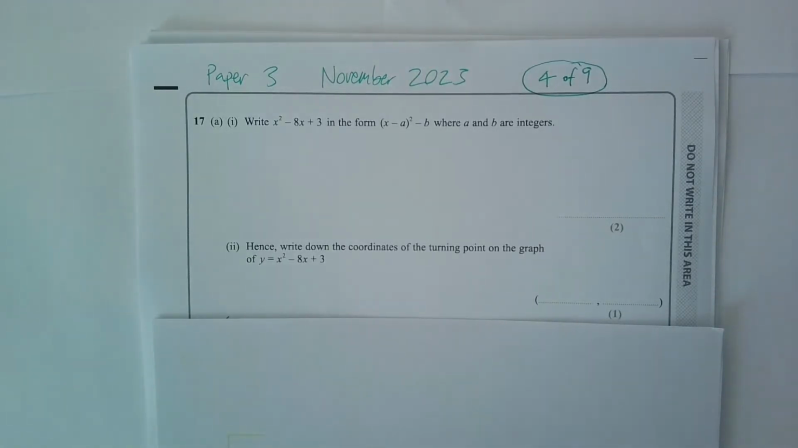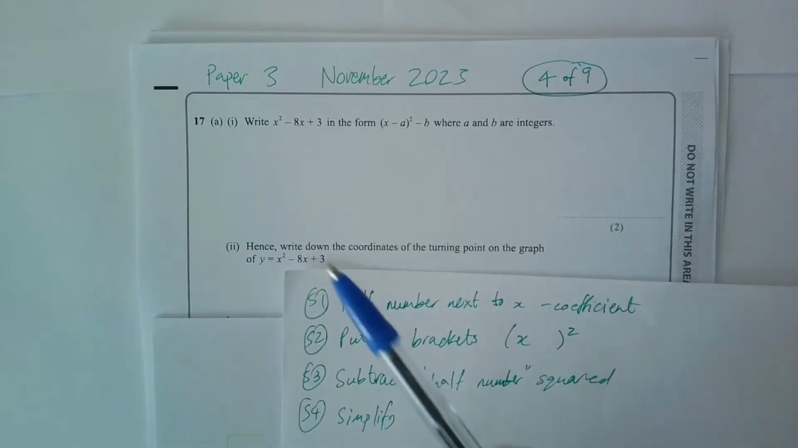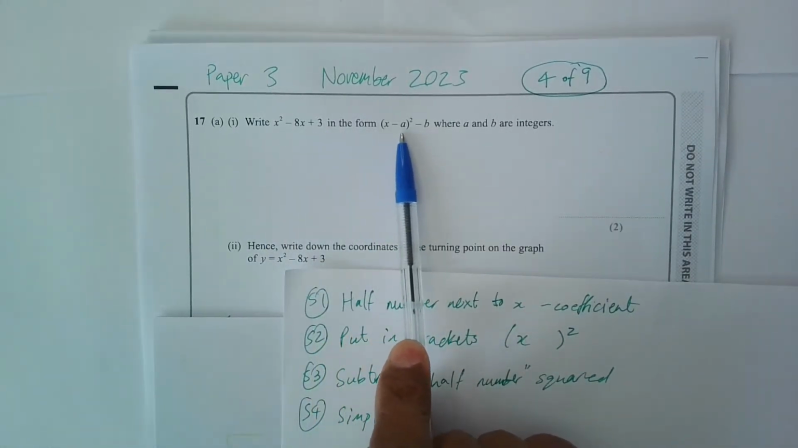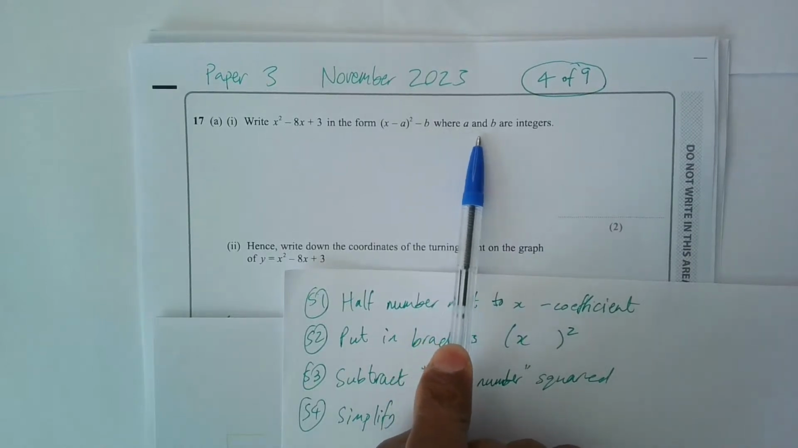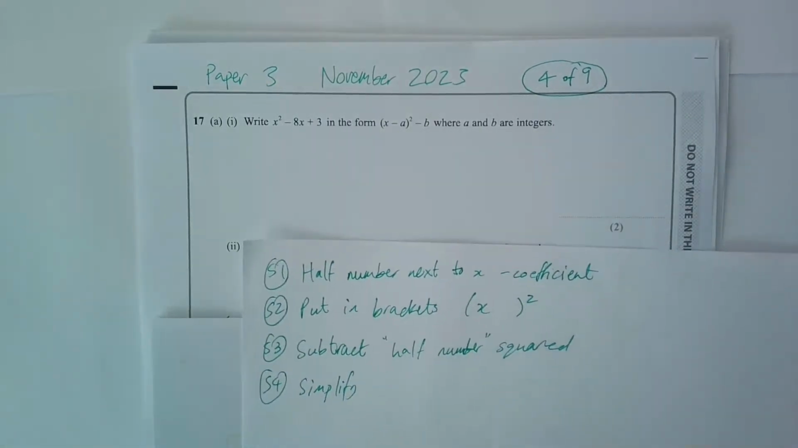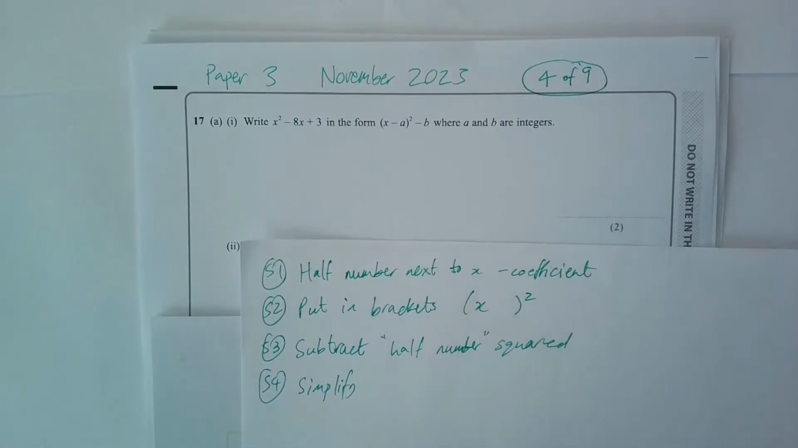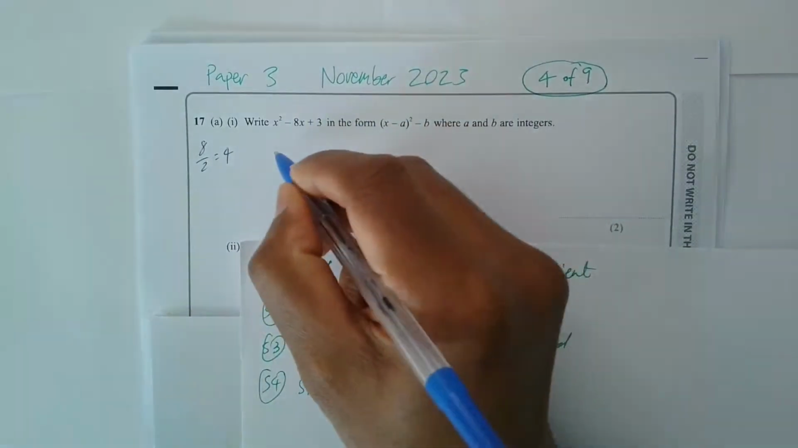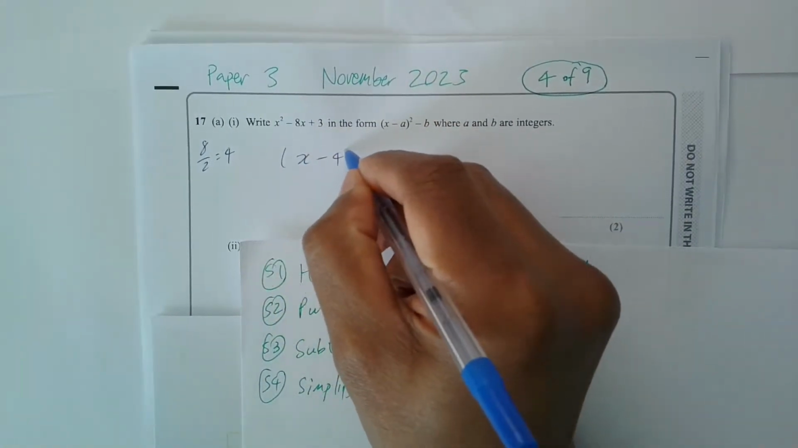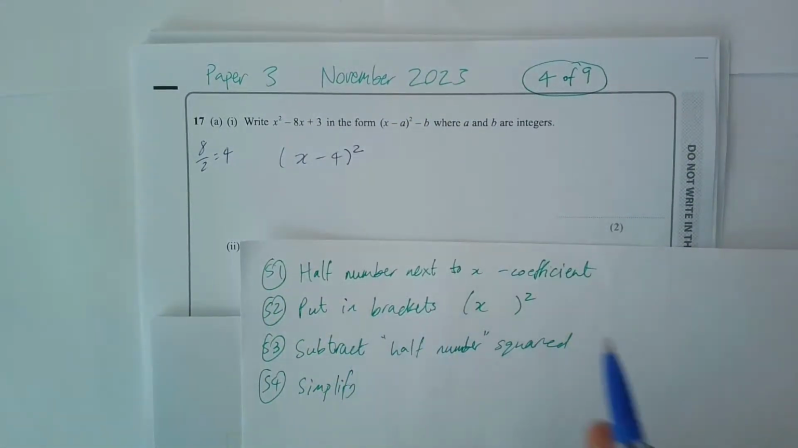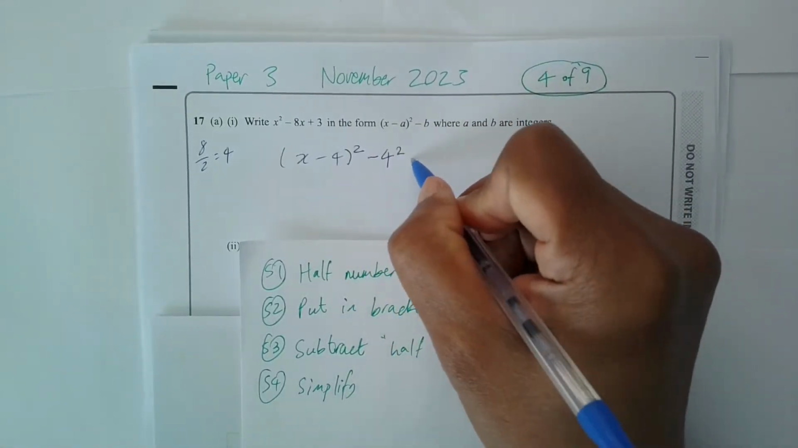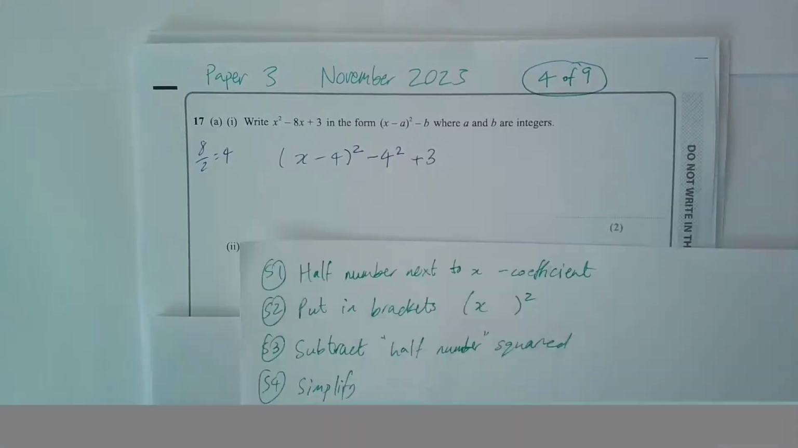Okay, so this question, similar to last time. Write x squared take away 8x plus 3 in the form x take away a all squared take away b, where a and b are integers. So we are completing the square. So step 1, half the number next to x, or the coefficient of x. So 8 divided by 2 equals 4. So this now becomes x minus 4 all squared. The number I've just taken out, I subtract that squared, and then I follow through, and then I just simplify.